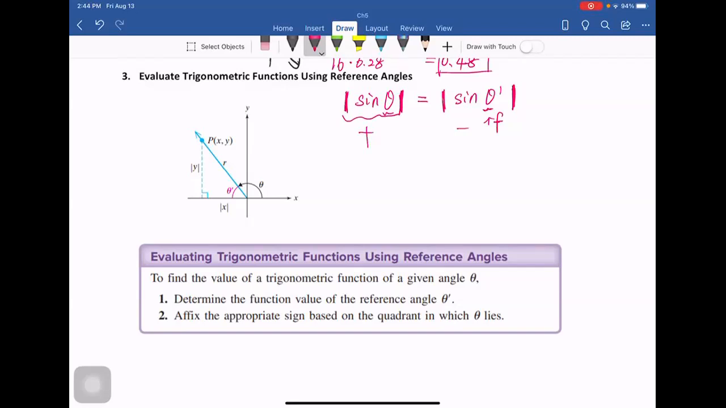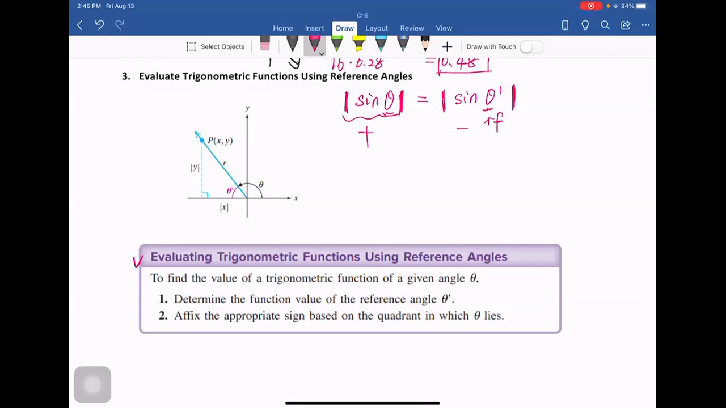So that's the way we can find the absolute value of the trig function, and then we can decide the sign of the trig functions, just to say whether it's positive or negative. So this is how we find the trig functions by using the reference angles.